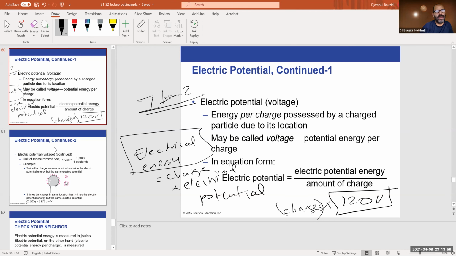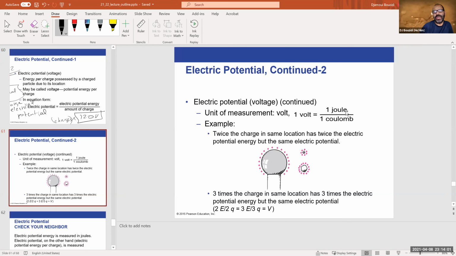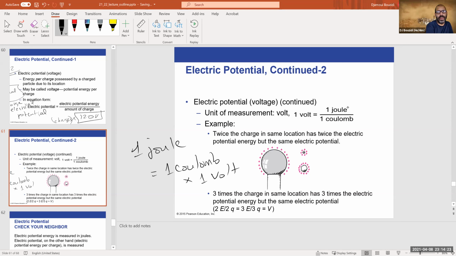I'm trying to get into this example, which is the fact that the charge, which is in Coulombs, times the volt will give you 1 joule. In other words, 1 joule, which is an amount of energy, is 1 Coulomb, which is a unit for charge, times 1 volt, which is the unit for the voltage.